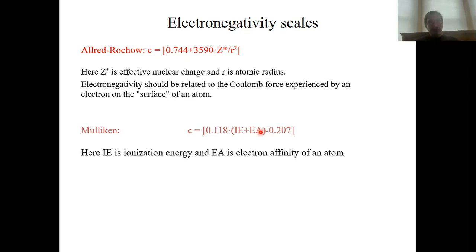And again, this works also, and you see again here factors in front of this term, 0.118 minus 0.207. And again, these factors are just chosen in order to make the electron affinity comparable to the original Pauling scale.